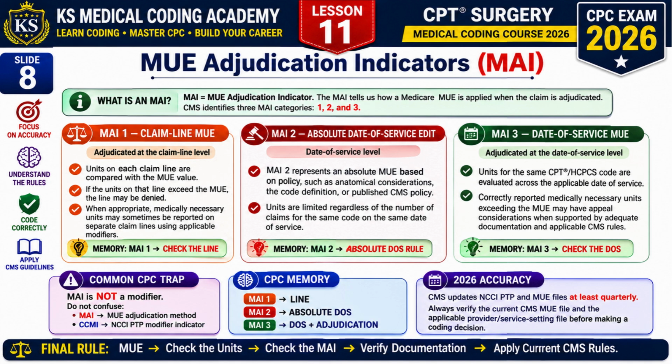MAI-2 is an absolute date of service MUE. It is based on factors such as anatomical considerations, the code definition, or published CMS policy, and units beyond the applicable MUE are not separately payable under the Medicare MUE policy. MAI-3 is also evaluated at the date of service level. When medically necessary units exceed the MUE, appeal considerations may exist when the documentation and applicable CMS requirements support the services. For the CPC exam, remember, MAI-1 means check the line, MAI-2 means absolute date of service rule, and MAI-3 means check the date of service and adjudication rules.